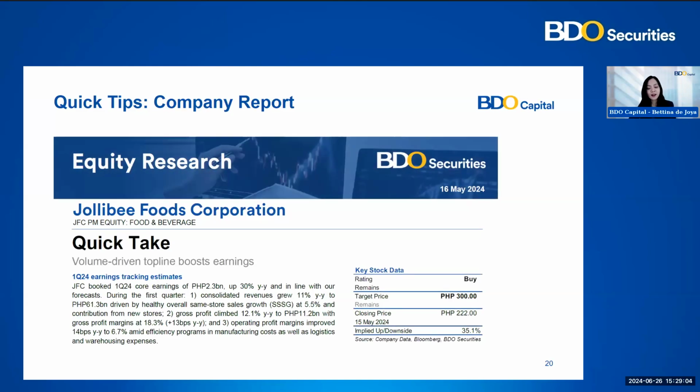So we have here a publication after Jollibee announced its first quarter 2024 results. Over to the right part of the first page, you will see a small table on key stock data. We have the closing price, which is 222 pesos per share as of May 15th. This is the market price.